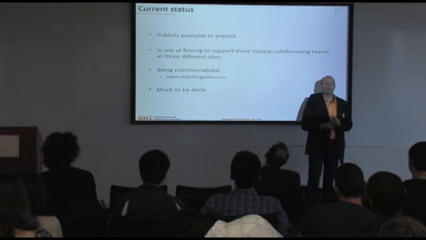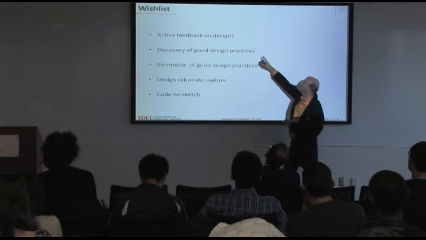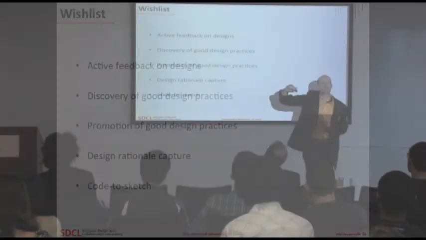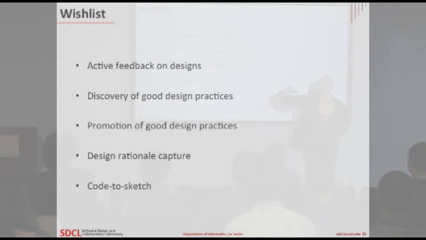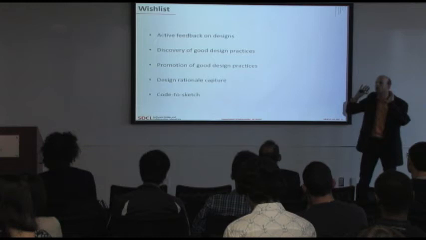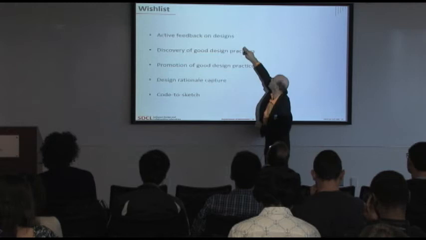And of course, much remains to be done. So what I want to do now is move on to this: desktop tools give me active feedback about my designs, right? They say, this is good or this is bad. Can we do that with sketches? Can a sketch start coloring red and say, no, I don't feel very good? Or can two components start moving away from each other because they don't feel compatible? Interesting things that we can do there.